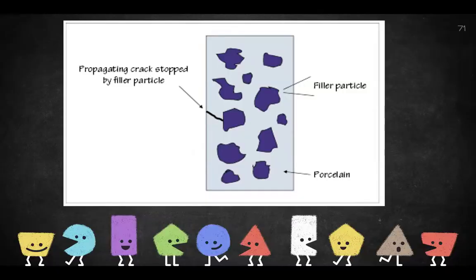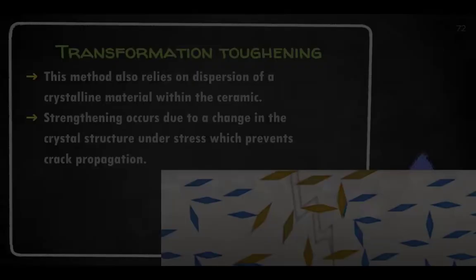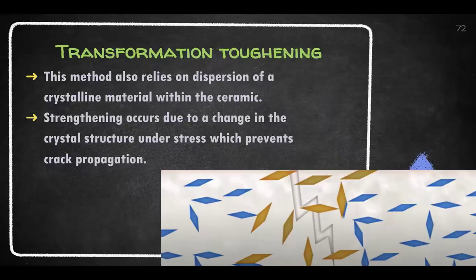So this is how it happens. You can see the filler particles within the matrix. Whenever a crack propagates, it will be stopped by these crystalline metallic filler particles. Now, another thing is transformation toughening. This method also relies on dispersion of the crystalline material within the ceramic. The strengthening occurs due to change in the crystal structure under stress, which prevents crack propagation.